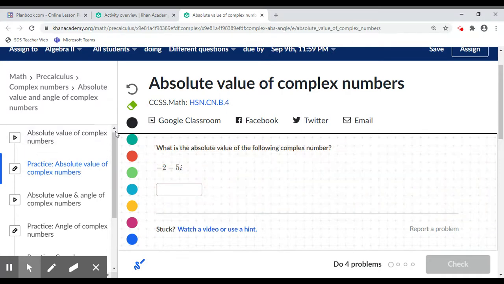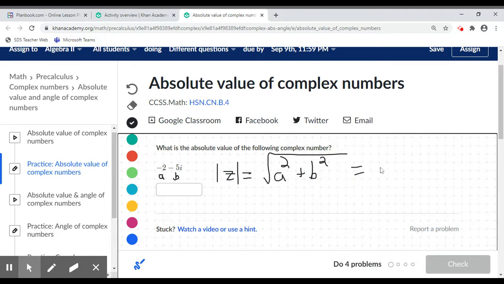Here we go. We can say, let's square each part. If I call this A and I call that B, the absolute value of some complex number is going to equal the square root of A squared plus B squared. And then I'm going to take the square root.